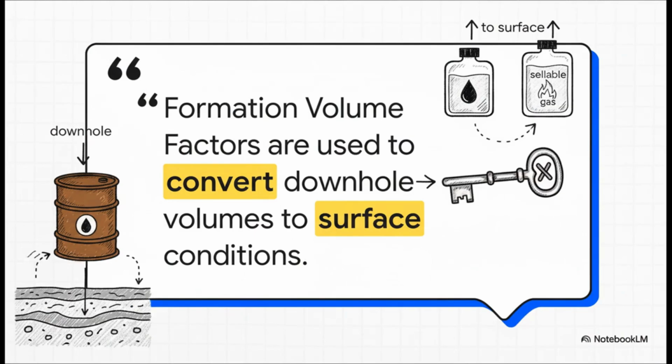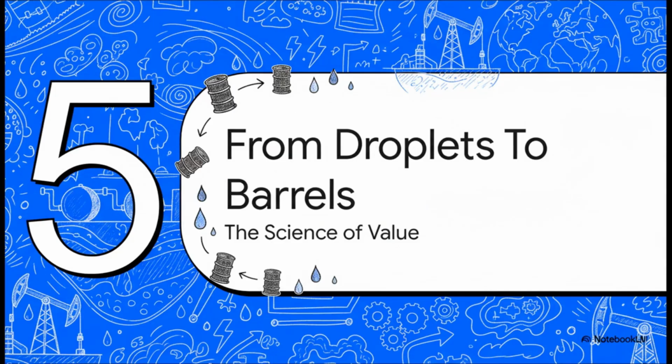This is honestly the perfect way to think about it. These factors are a translation key. They let an engineer look at one barrel of fluid deep in the reservoir and say with confidence, okay, when that thing gets to the surface, it's going to become exactly this much oil I can sell and exactly this much gas I can sell. It's an incredible tool.